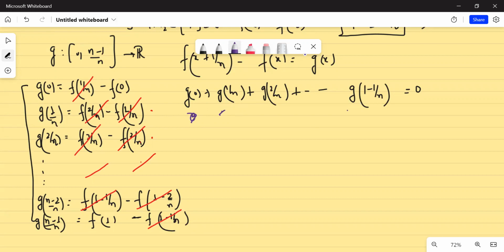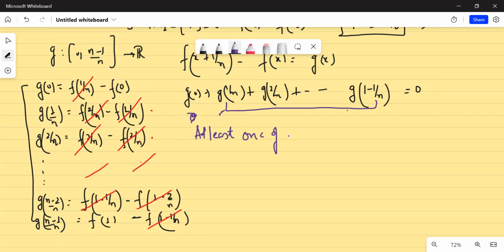Is that clear? So there should be at least one sign which is opposite. Let's say all of them are positive. From here to here, all of them are positive, but it has to be negative in equal amount. Otherwise, how will this become zero? Is that clear?